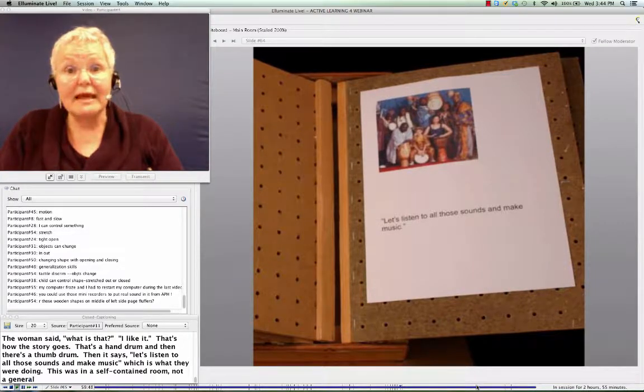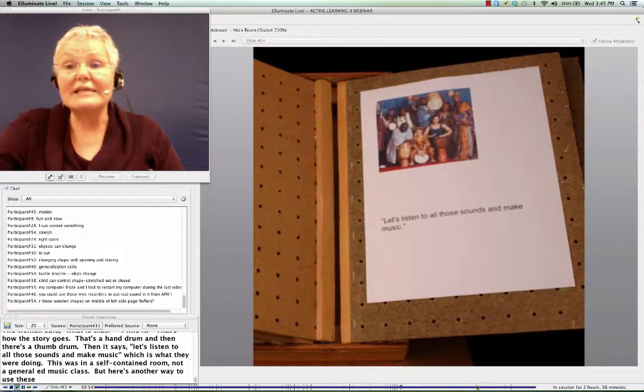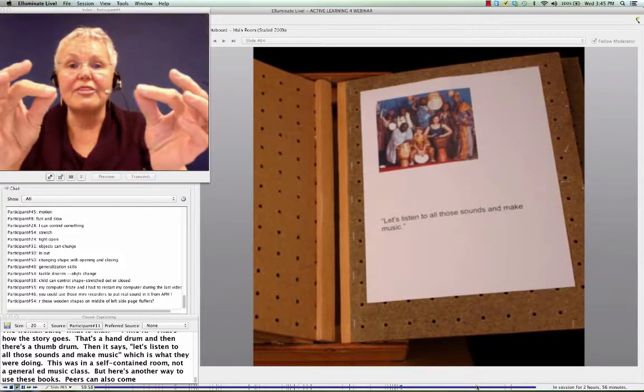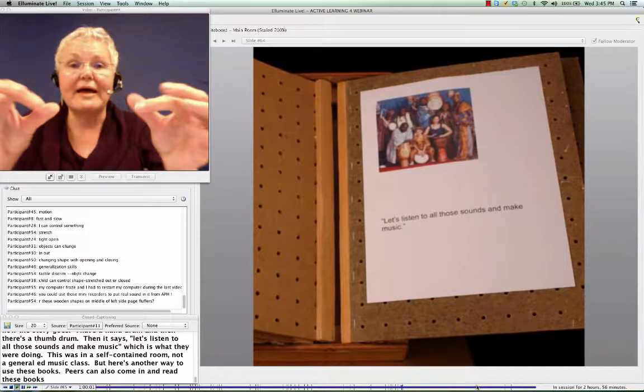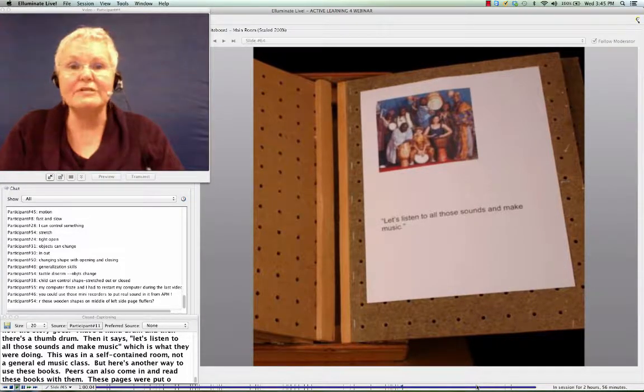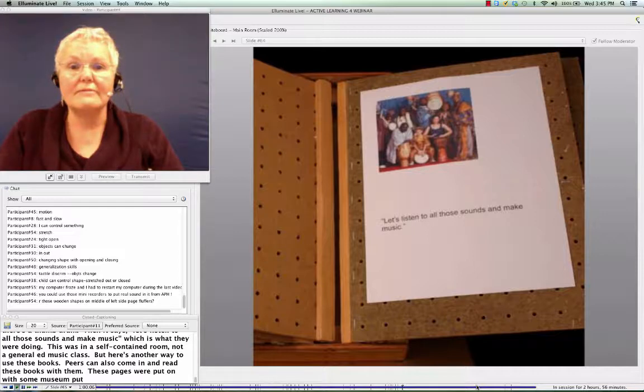And peers can come into the classroom and read it with the student also. And you can very easily pull the paper off of that. All it was placed on with was some of that thin museum putty. It comes off easily. It's not taped or Velcroed on. Okay.